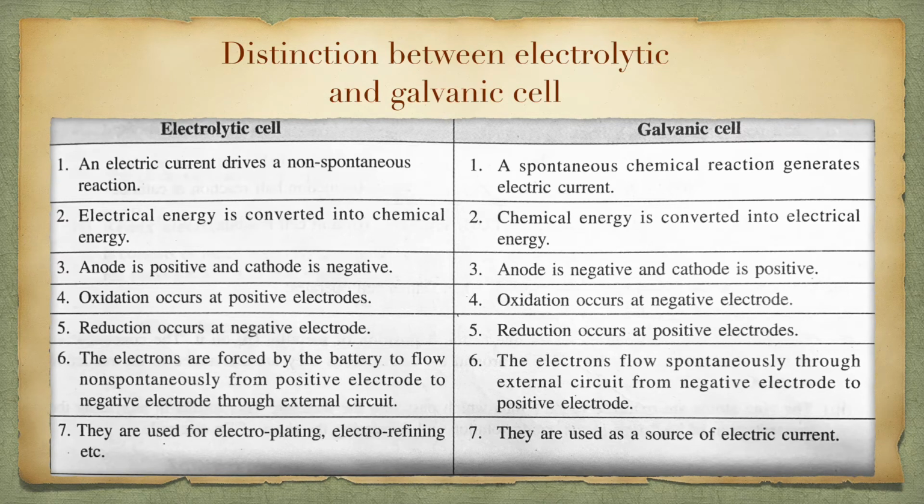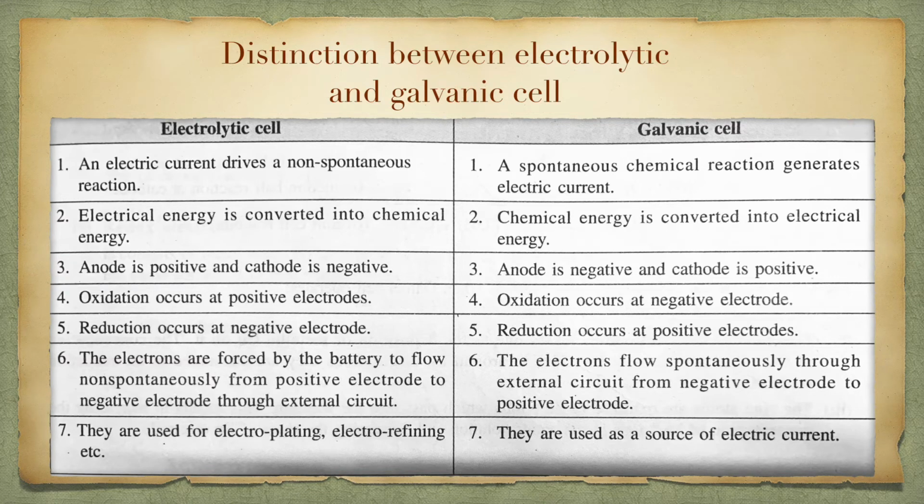Sixth point, the electrons are forced by the battery to flow non-spontaneously from positive electrode to negative electrode through the external circuit. And in the case of a galvanic cell, the electrons flow spontaneously through the external circuit from negative electrode to positive electrode. Now from here we can understand why anode is positive in an electrolytic cell and negative in a galvanic cell. In general, we always remember that anode is positive and cathode is negative because the flow of electrons is in that manner.